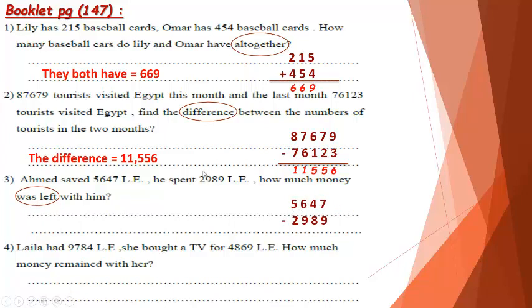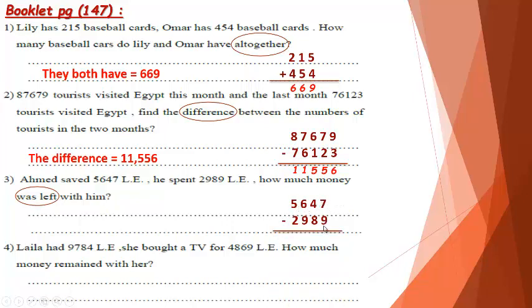5,647, and be aware you have to put the biggest number first. The order is very important in subtraction. Okay, in addition it doesn't matter. The order is not important, but in subtraction you must put the biggest number in the first place.